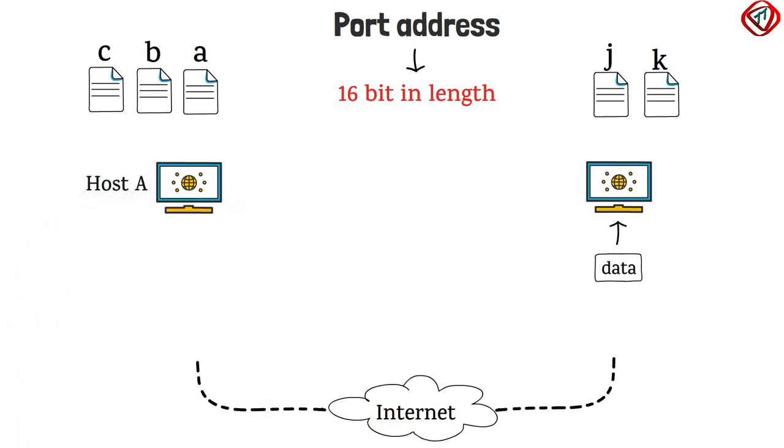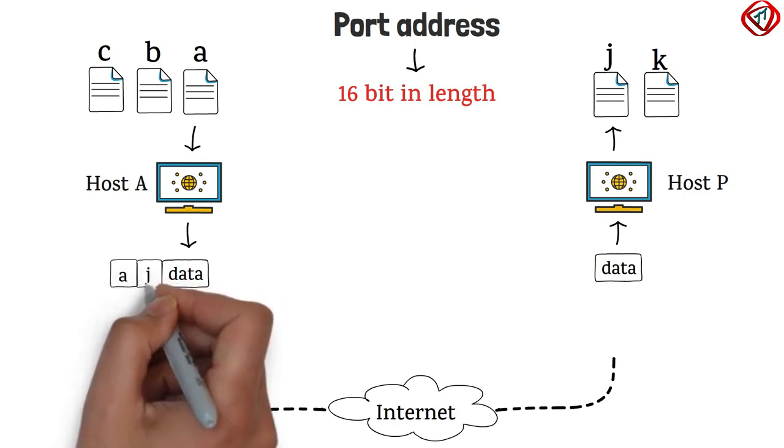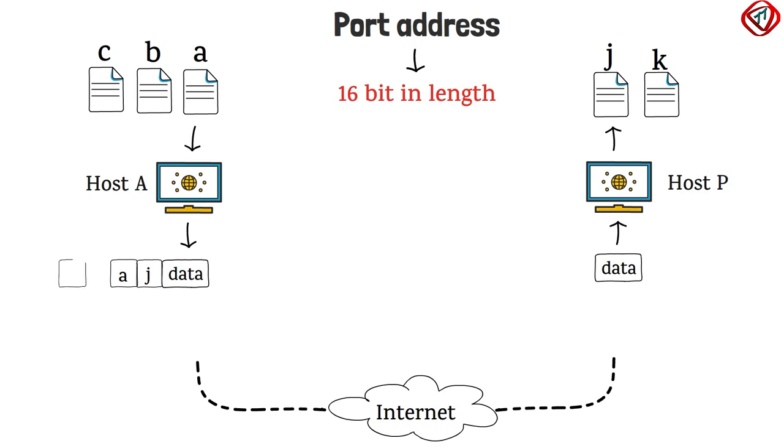Consider host A is running 3 processes with port address A, B, and C. Host P is running 2 processes with port address J and K. Process A in host A generates some data which should be delivered to process J in host P. To ensure the correct delivery of data to the right process, the transport layer encapsulates data from the application layer with source and destination port address A and J. The network layer adds the logical source address A and logical destination address P to the segment.